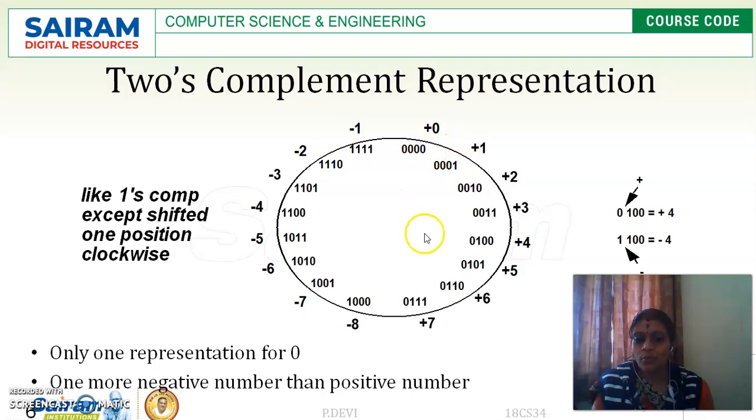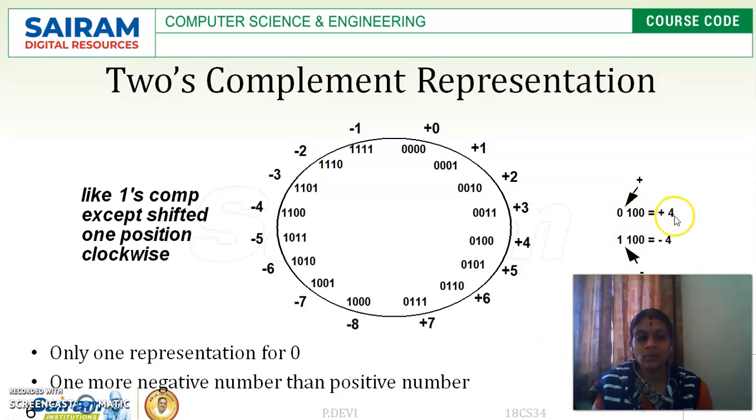So what is 2's complement representation? Here the main advantage is there is only one representation of 0, and we have one more negative number than the positive numbers we have. For example, see in the positive we have plus 0 to plus 7. In the negative, we are having minus 1 to minus 8. Okay, so this is called a 2's complement representation.